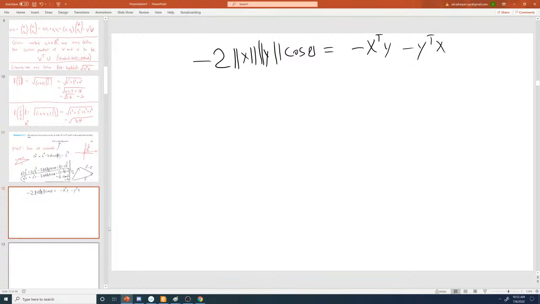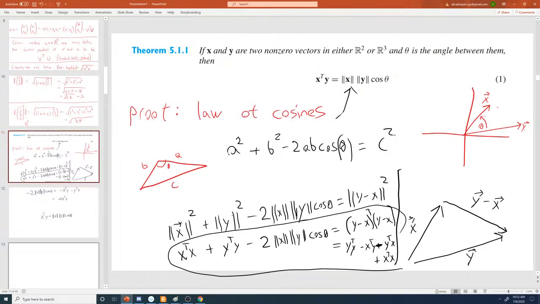But these two quantities are in fact the same, so this is really just the same as minus 2 x transpose times y. And we can divide both sides of this by negative 2, and we find that x transpose times y is equal to the length of x times the length of y times cosine of theta. And so this completes the proof of this formula.